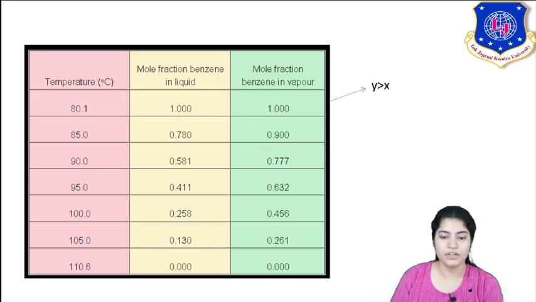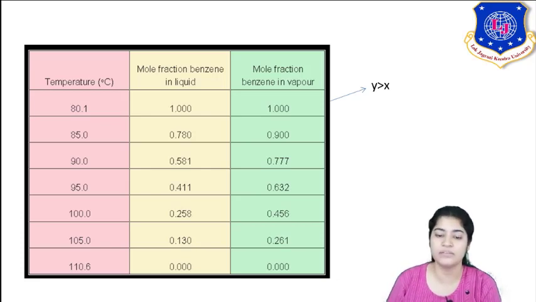mole fraction of benzene in vapor changes continuously. So from the data you can note that my vapor phase composition is always more than liquid phase composition. It's natural to have that. For distillation to work as a separation method, your vapor phase composition must compulsorily be more than liquid phase composition. Then only separation will take place.